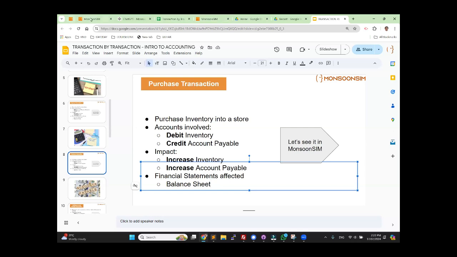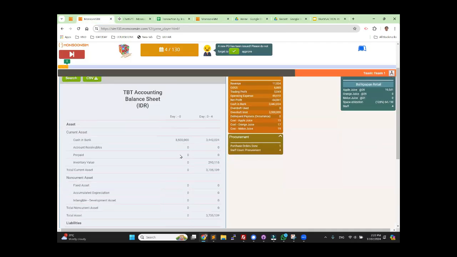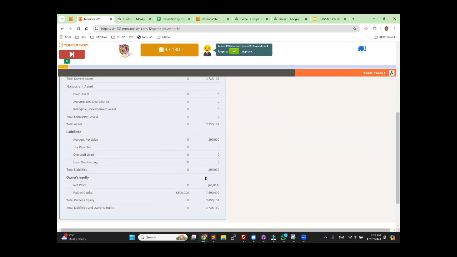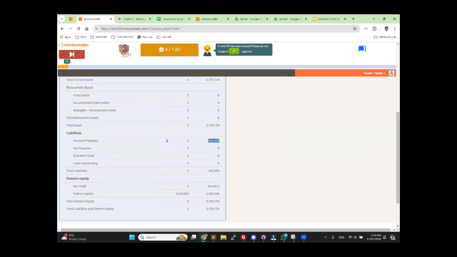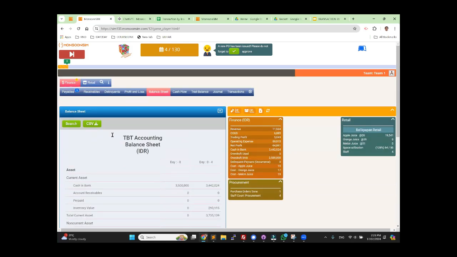If you look at the balance sheet here, then you have this inventory value. Of course, it has been reduced from 300,000 to 293,000 because there's a sale involved, right? And then you have the loan, sorry, not loan, but you have account payable 300,000. Okay. So what happened if you pay off?